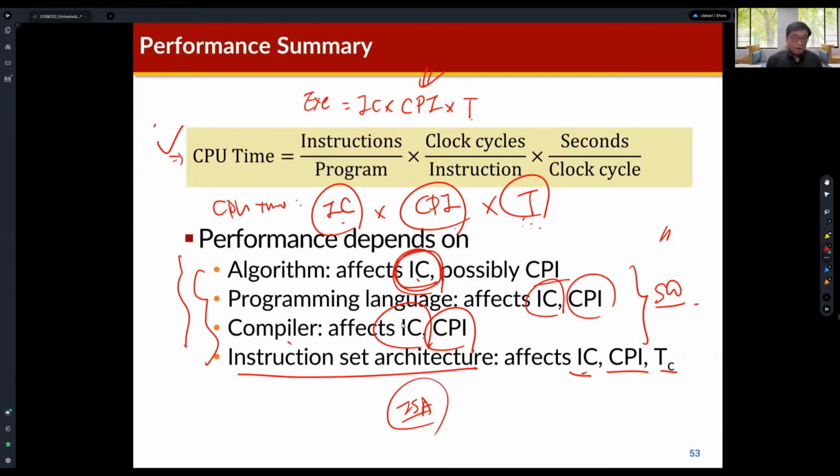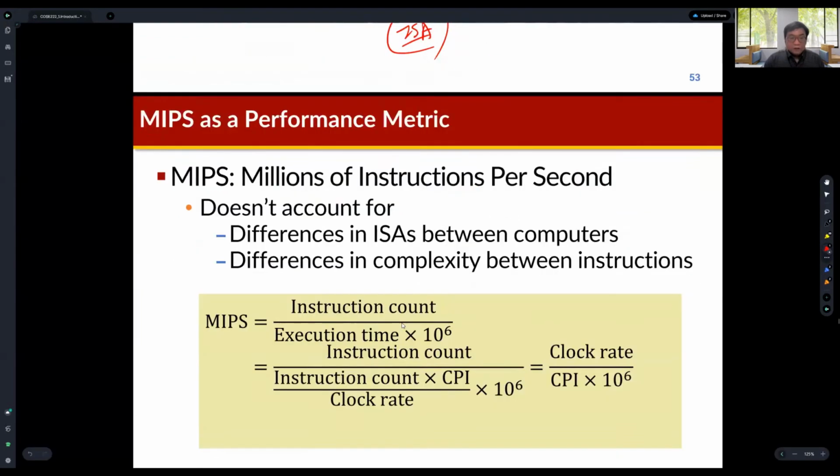And how about programming languages such as C or Python? Instruction count and CPI can be influenced by programming languages. How about the compiler? It also affects the instruction count and CPI. Architecture influences everything.